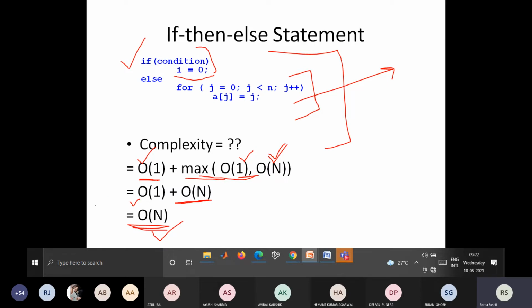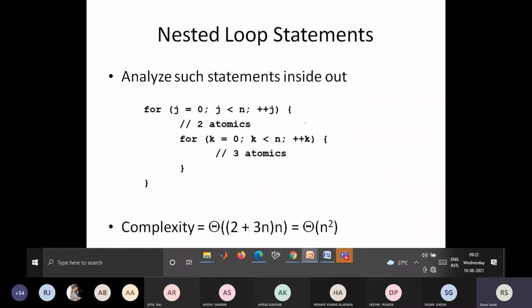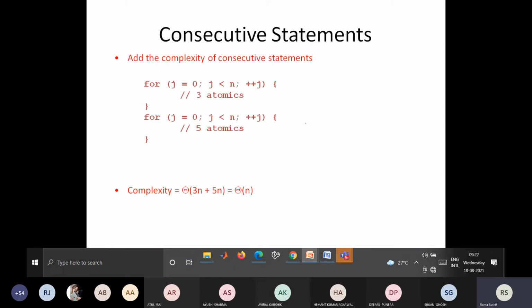Because it's a constant time, it can be ignored for this one. Maybe it will run, maybe it will not run, but whatever be the case, there is a constant time taken up for this part. So the complexity is of order n. Okay, so in this way you have to practice finding the complexities. Okay, consecutive statements: how to find the complexity for consecutive statements.